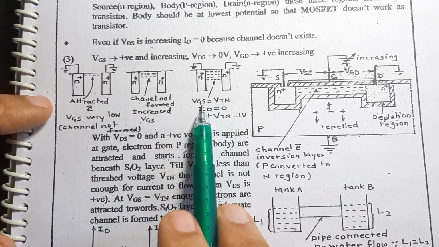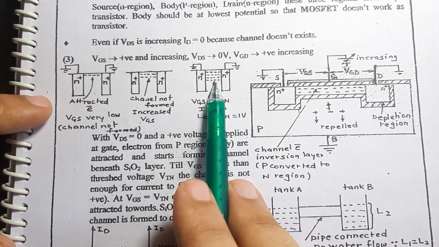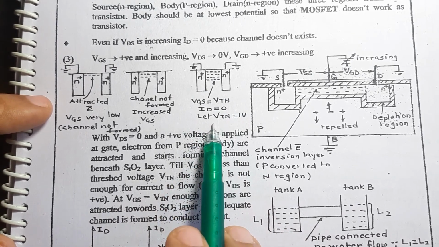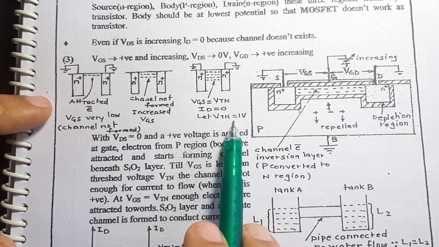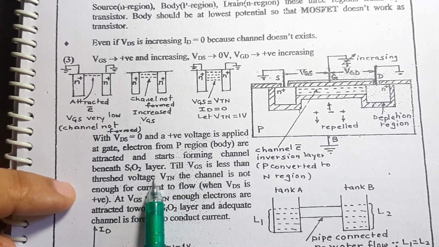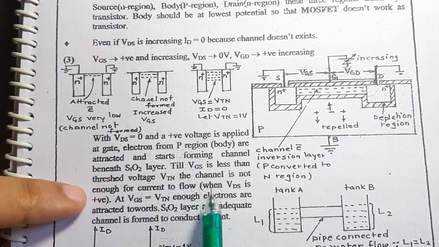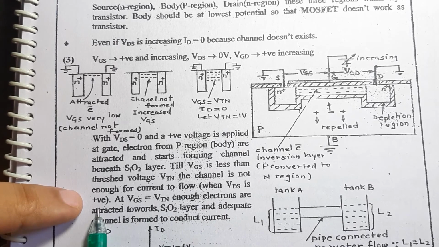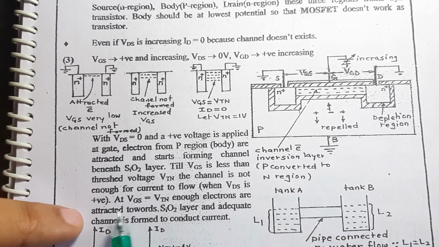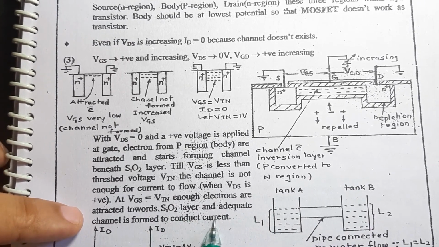Now when your VGS equals the threshold voltage, the channel is formed. No doubt the channel is formed, but the current is still 0. We have assumed that your VTN is 1 volt. So till your VGS is less than your threshold voltage, that is VTN, the channel is not enough for the current to flow. Now at VGS equals VTN, enough electrons are attracted towards the silicon dioxide layer and an adequate channel is formed to conduct the current.